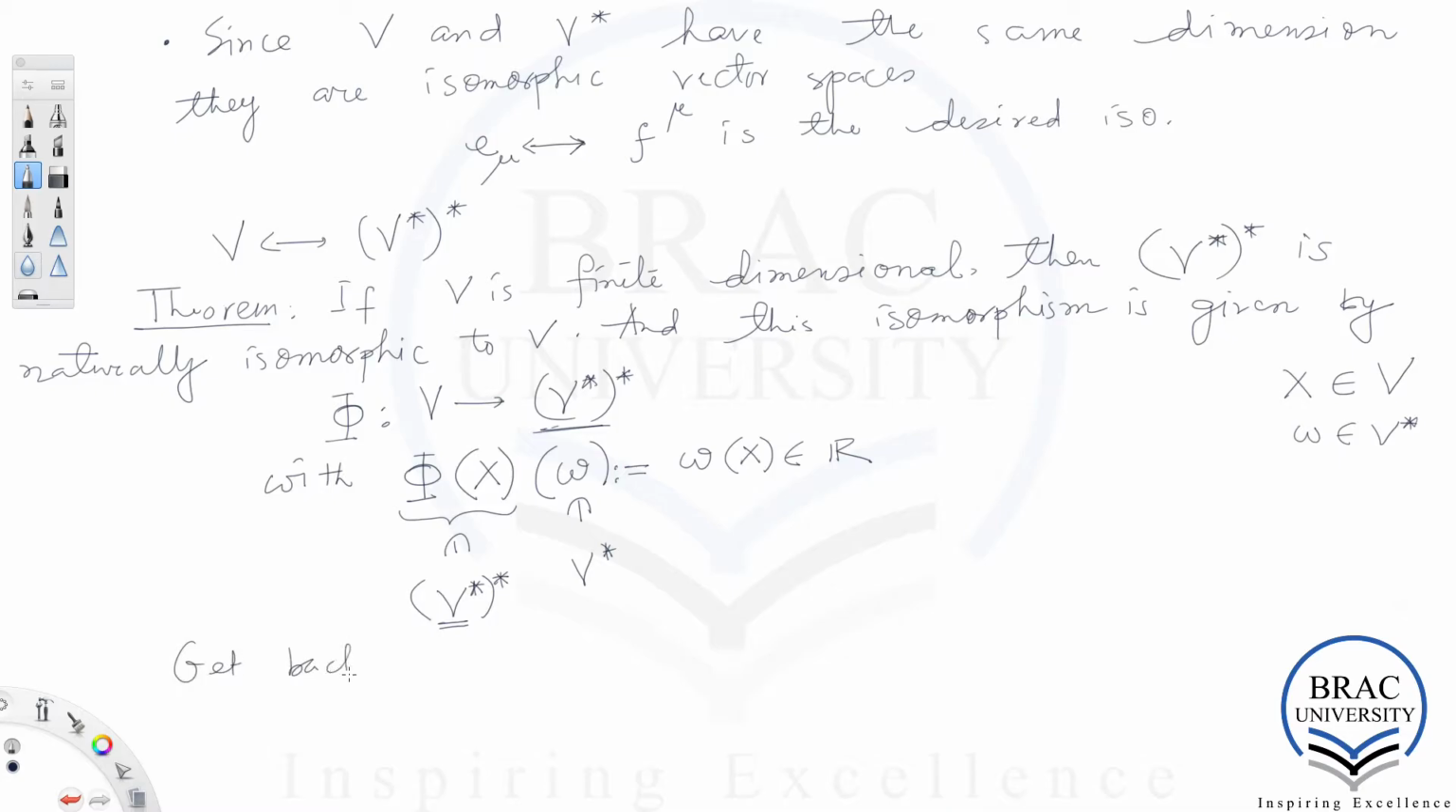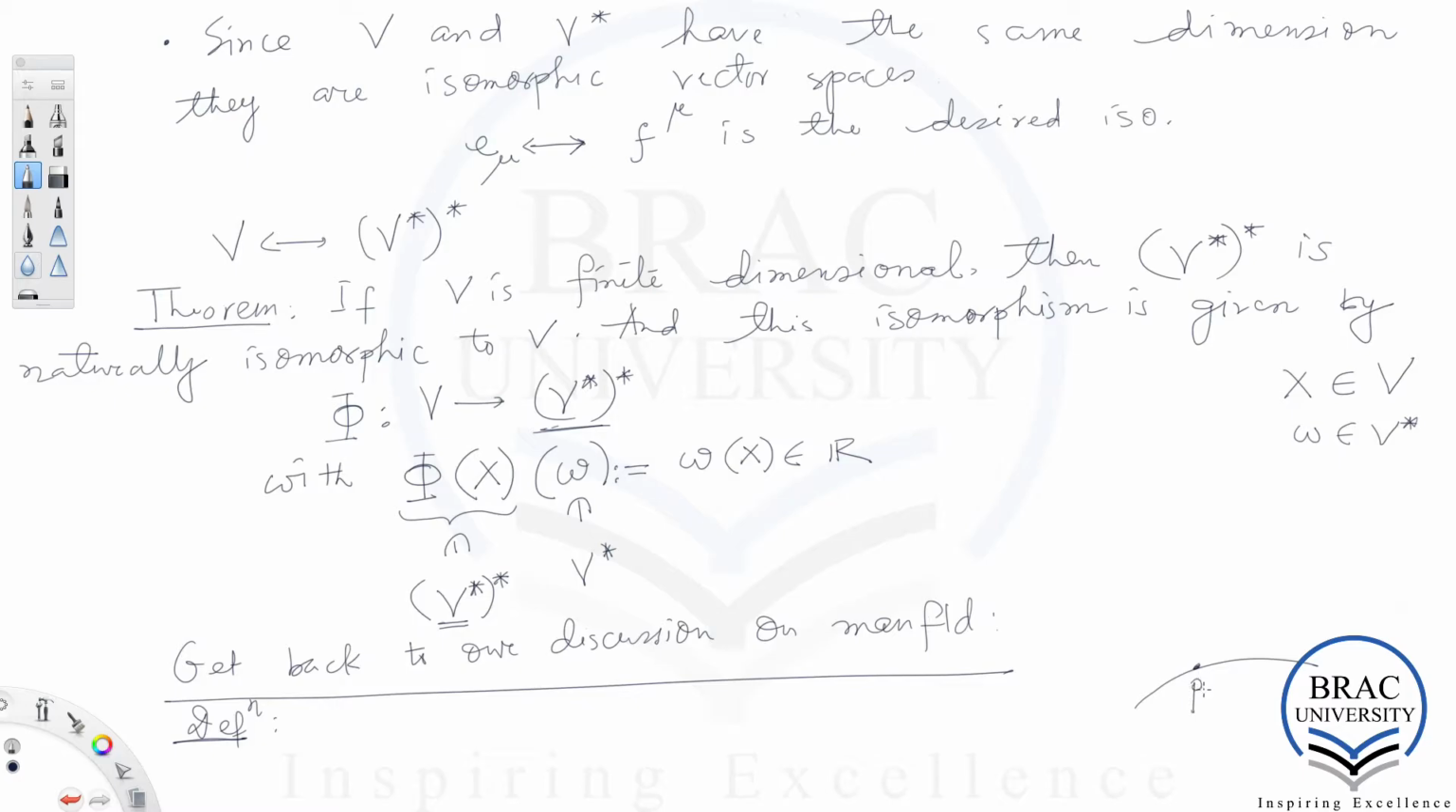Okay, good. Now we get back to our discussion on manifold. Here is a definition. So remember that we had the structure of manifold, and at each point of the manifold there is a tangent space, which consists of all the tangent vectors going through that particular point in the manifold, like this.